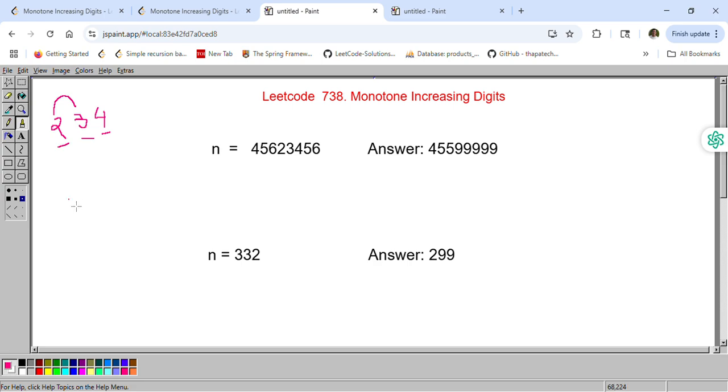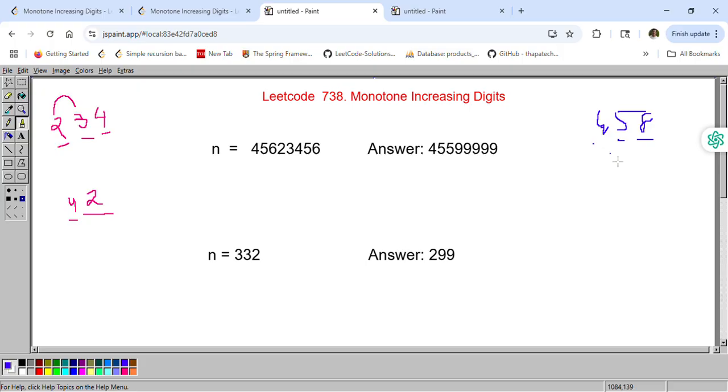so it's a monotone increasing number. What if I say 4 and 2, is it monotone increasing? No, because 2 is smaller than 4, so it's not monotone increasing. I hope you are understanding the idea. Let's say I have 458 here. Is this monotone increasing? Yes, because everything follows that rule. 5 and 8, 8 is more than 5; 4 and 5, 5 is more than 4, so this is monotone increasing.